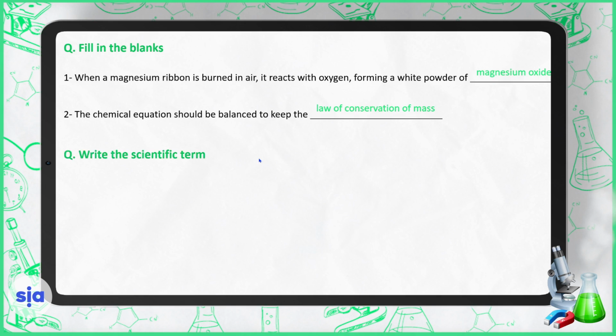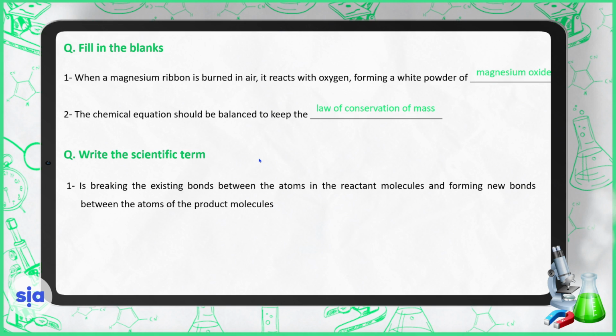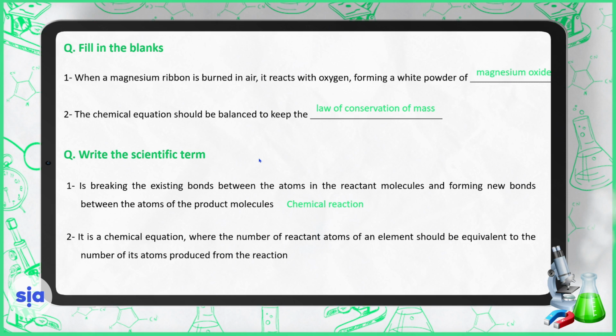Now write the scientific term. It is the breaking of the existing bonds between the atoms in the reactant molecules and forming new bonds between the atoms of the product molecules. This is, of course, the definition of chemical reaction. It's a chemical equation where the number of reactant atoms of an element should be equivalent to the number of its atoms produced from the reaction. It's a balanced chemical equation.